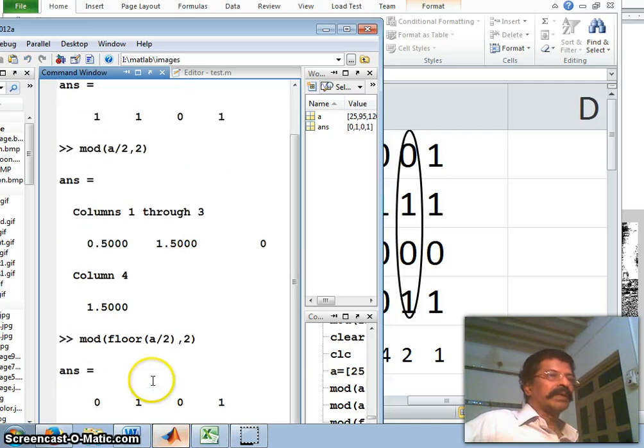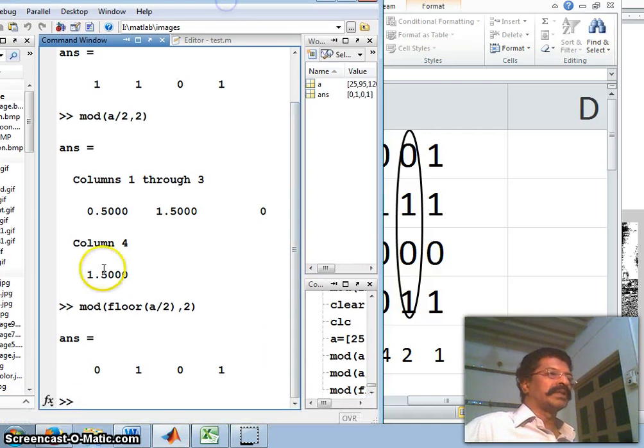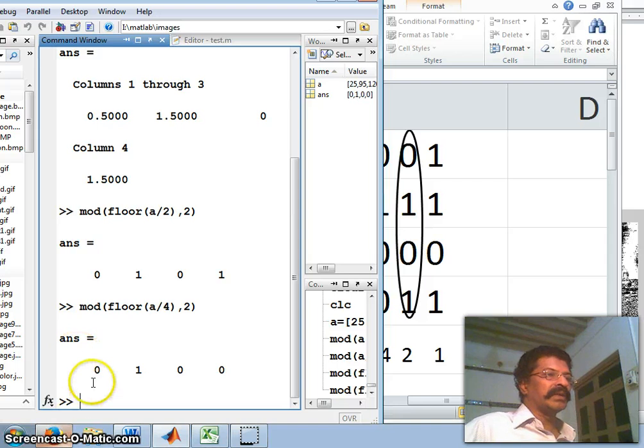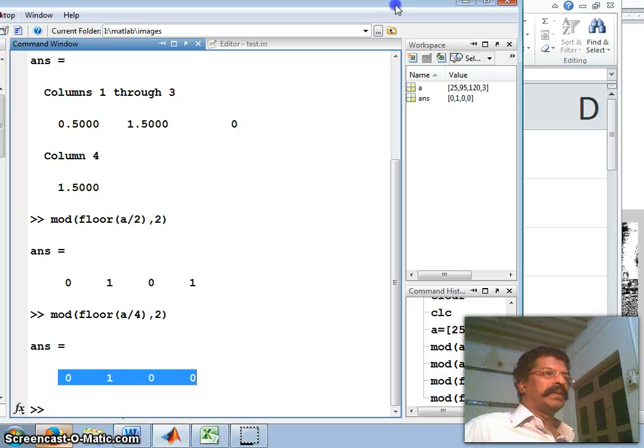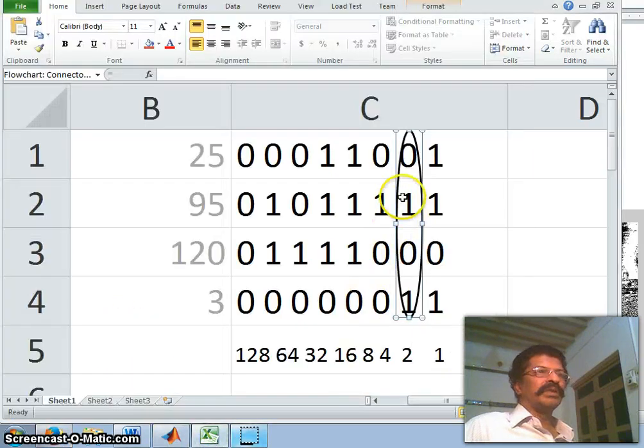Now you can see that I am getting the next value 0, 1, 0, 1, 0, 1, 0, 1. Likewise, suppose I want the next value, then what can I do? The same concept I can apply. Now here I can apply floor of a divided by 4. Then I will get the third bit from the right hand side. Yes, I got the third bit. When I divide by 4, I got 0, 1, 0, 1. So this is the third bit, 0, 1, 0, 1.